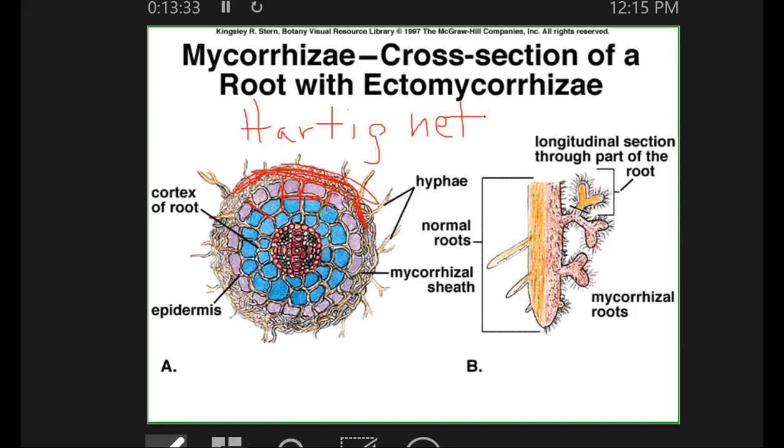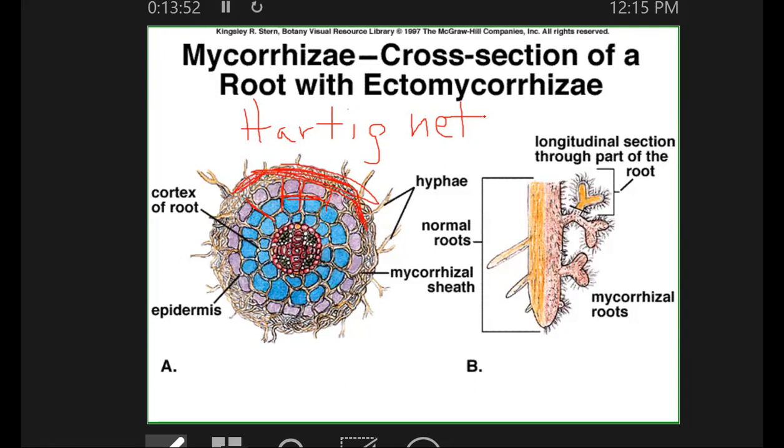The right image is trying to show that you get a shift in the root morphology when you get this interaction going between the plant and the fungus. And so normally roots are just straight. That's usually how roots grow. They just kind of grow straight.